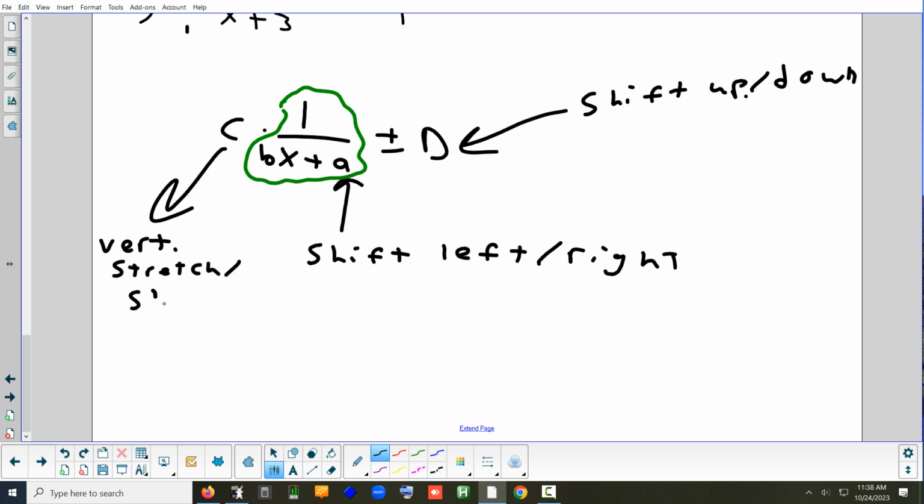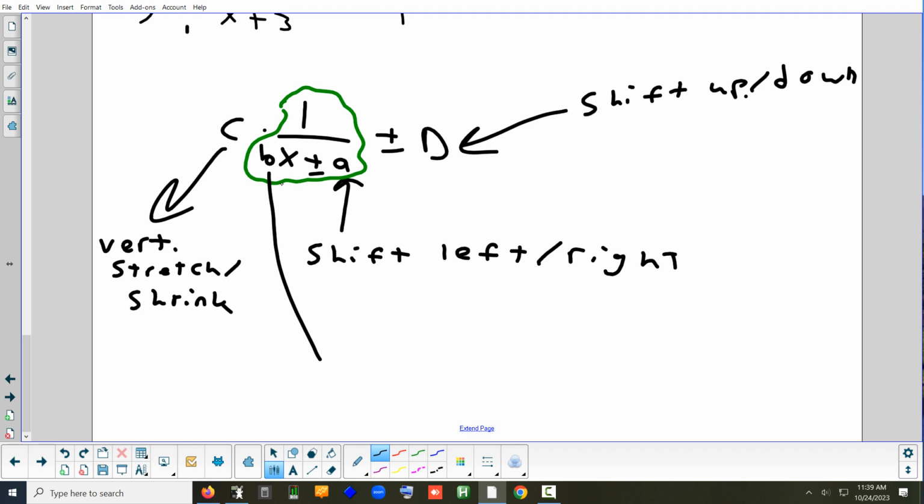So people aren't quite getting what I'm looking for here. It's a vertical stretch or shrink. Usually the way we describe that is vertical stretch by a factor of, and then we say the number. Because it's on the outside, C and D are both on the outside, it's vertical. Anything on the inside is horizontal. Adding or subtracting is always a shift.